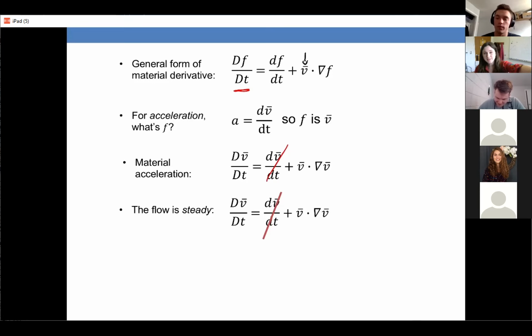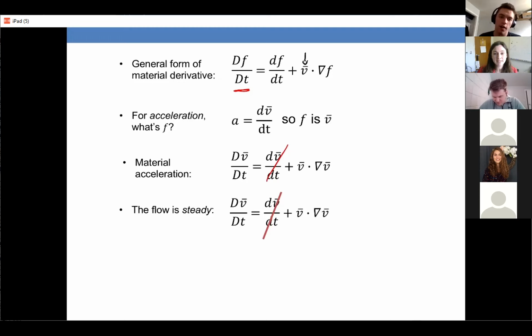So that's what we mean by saying that this relates the Lagrangian and Eulerian points of view. It takes that Eulerian way of looking at the velocity, which is that at x equals 2, y equals 3, the velocity is 5 or whatever, and applies that to our particle.